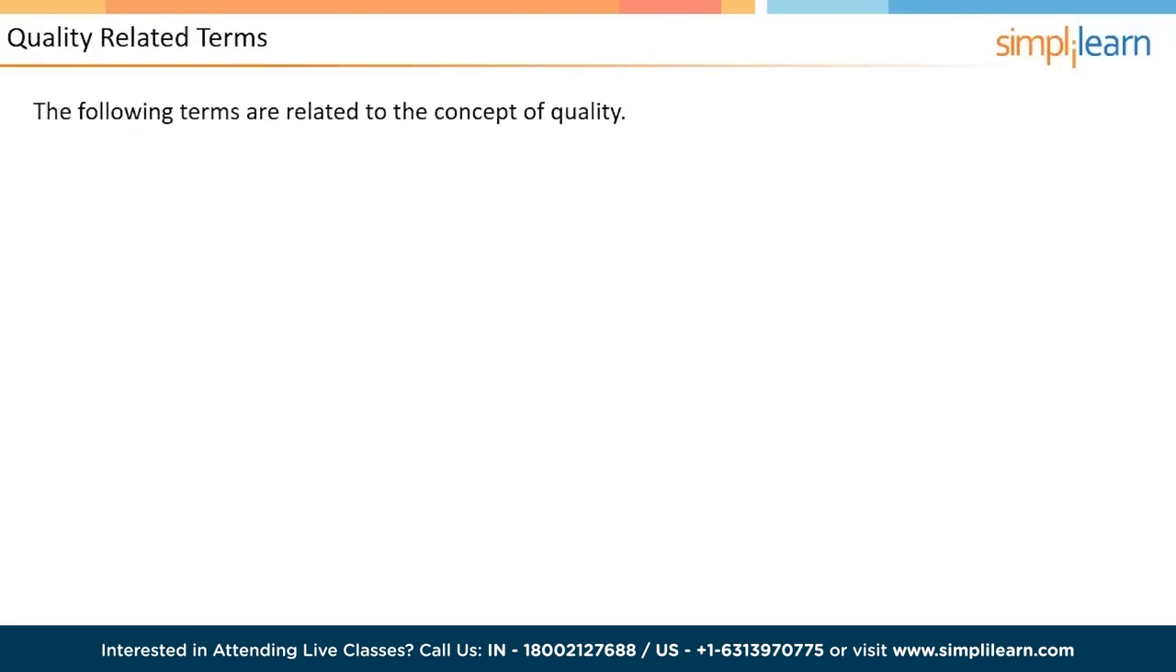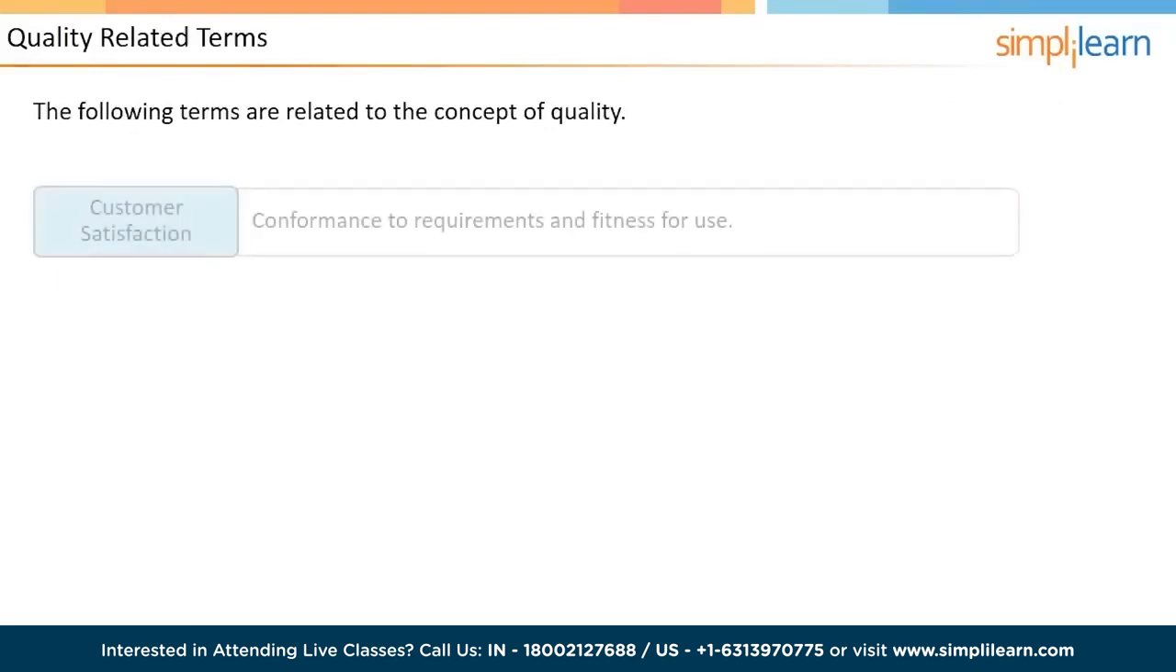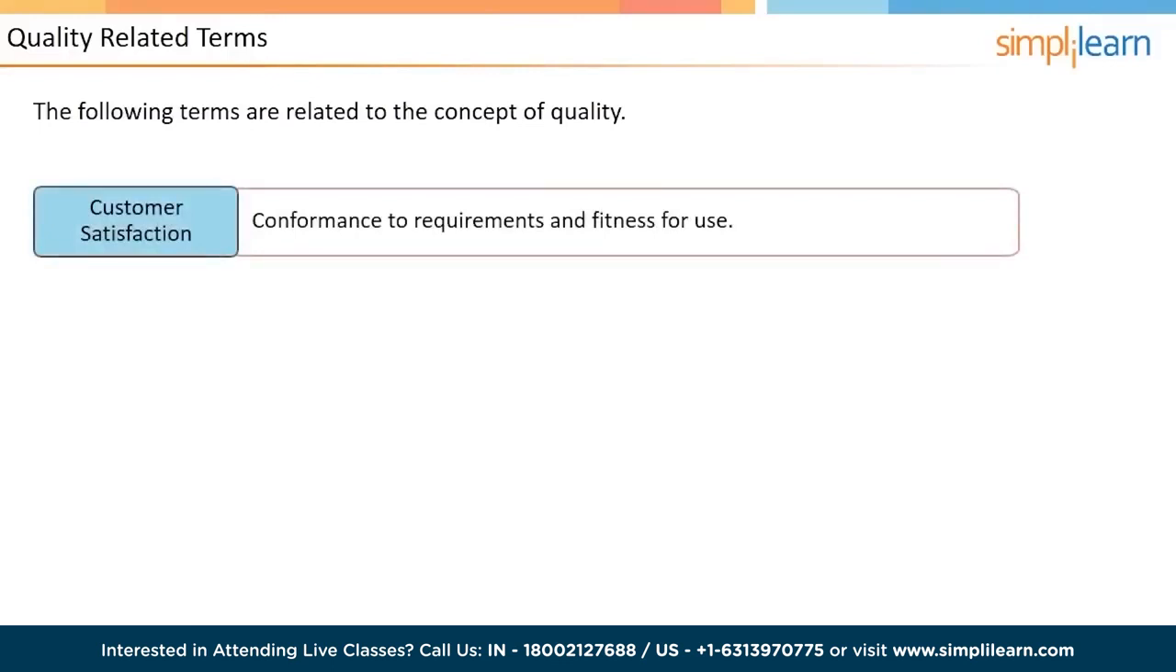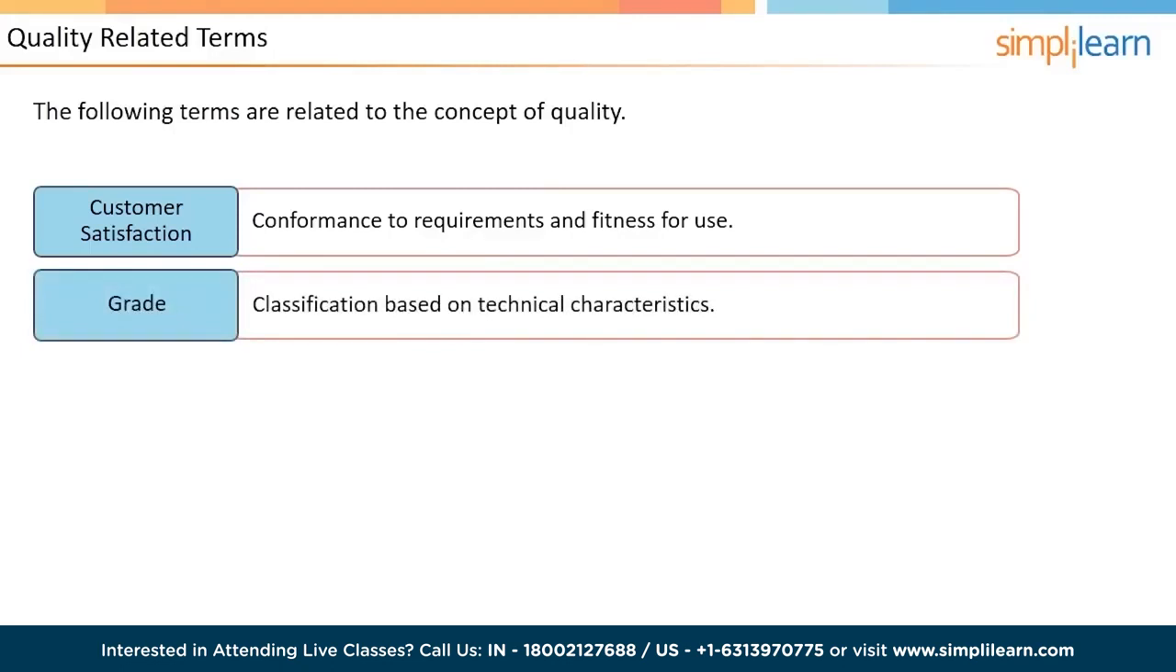It is important to discuss a few terms to understand the concept of quality better. Customer satisfaction is defined as conformance to requirements and fitness for use. It is important to understand the subtle distinction between quality and grade. Grade is a classification based on technical characteristics. Low quality is always a problem, but low grade may not be a problem. Rather, it would be a matter of choice.